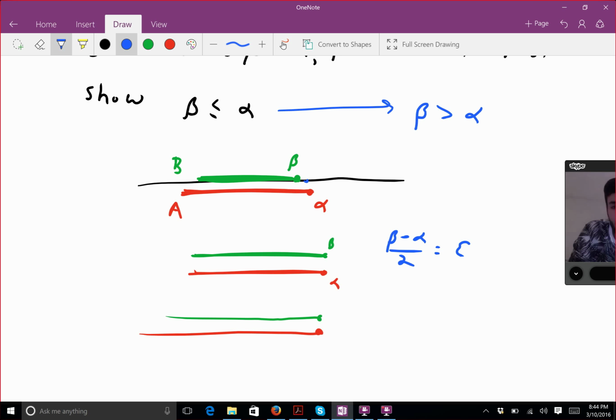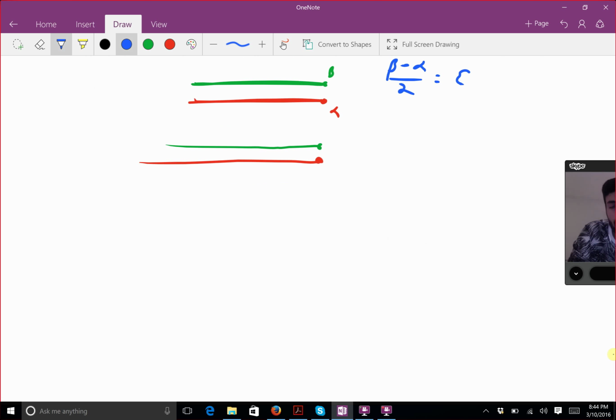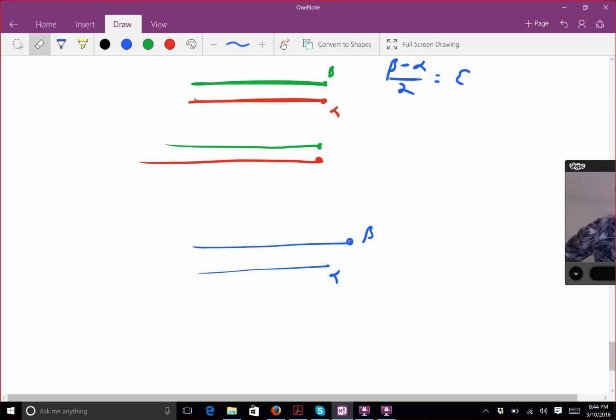Good. Now we can draw a picture. If this was true, we can actually draw a picture, right? So now we're saying that beta is like this and alpha is like this. And we have to be a little careful. The sets can be kind of weird looking, so you could have something like this.